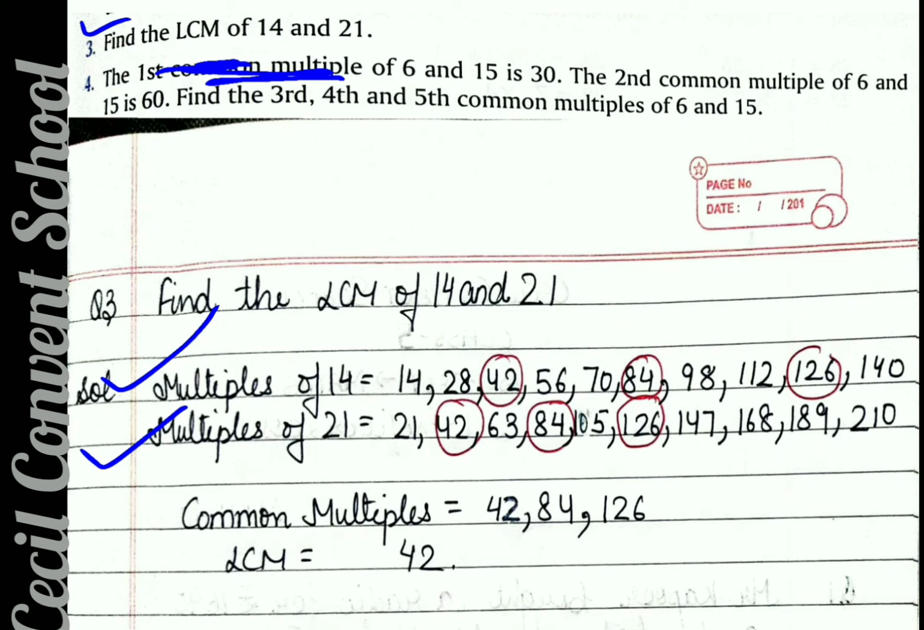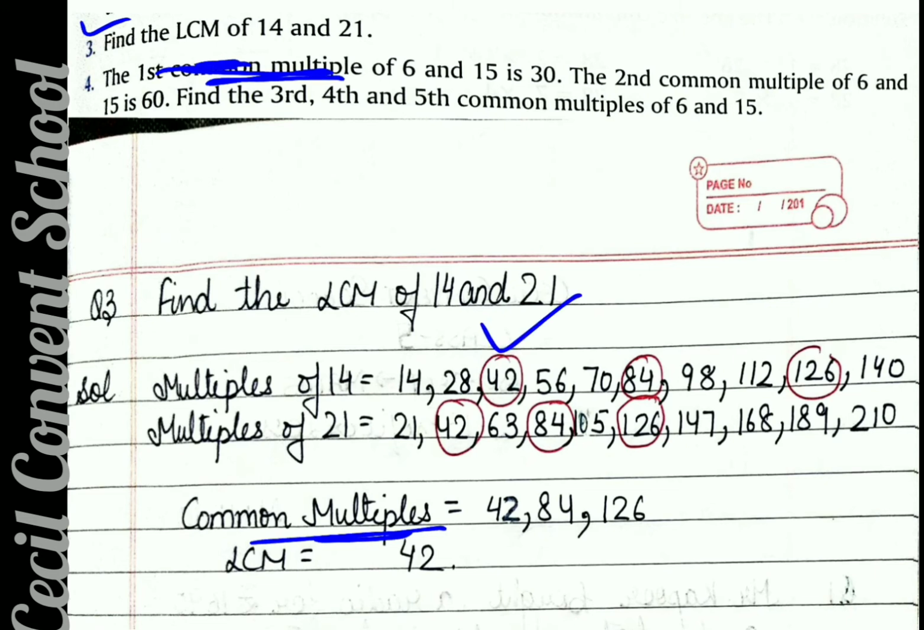The 14 table, you have to write in this manner: 14, 28, 42, 56, 70, 84, 98, 112, 126, then 140. Then the 21 table: 21, 42, 63, 84, 105, 120, all the table of 21 we have to write. Then students, what do we have to do? We have to find out the common multiple which is common in both the tables.